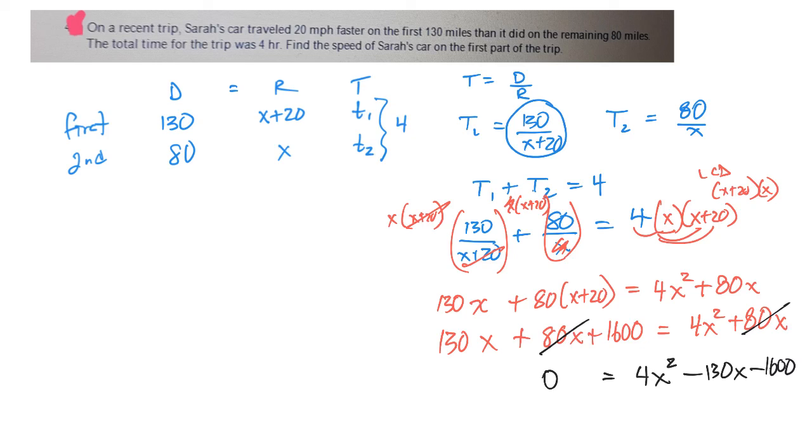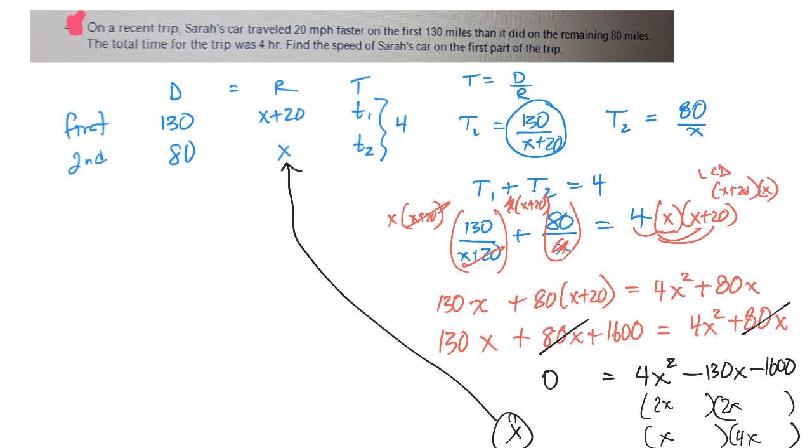130 divided by 4. Does that go in even? Doesn't go in even. Darn. So at this point I would try and factor it. It might be a 2x and a 2x, or it could be an x and a 4x. So try and factor it, and if you can't factor it, use the quadratic formula. The x that you'll solve for is the speed that she went on the second part of the trip, and to get the speed on the first part, you just add 20 to whatever you come up with for x.